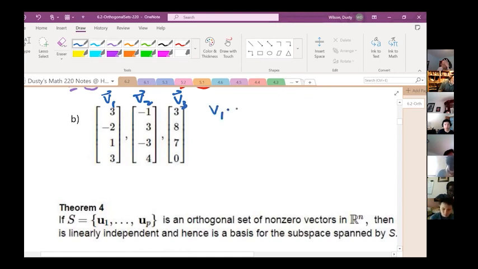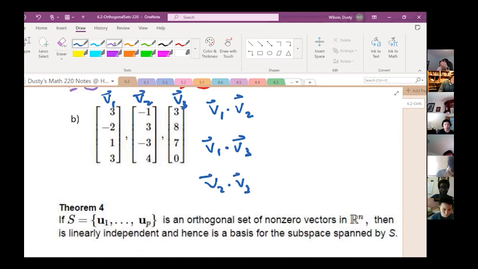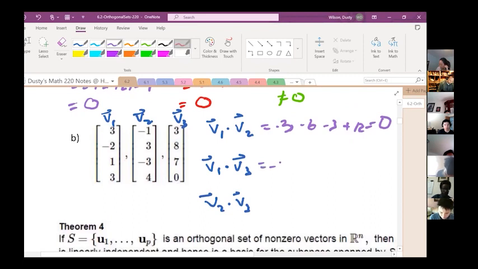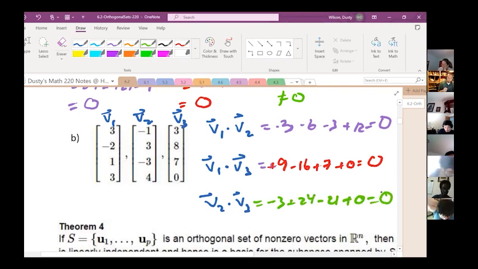So we can find, again, v1.v2. So this is saying i equals 1, j equals 2. And we can find v1.v3. And we can find v2.v3. So I've got -3, whoa, 6 minus 3 plus 12. So the first one's 0. Second one, it is 0. And the third one, it's also 0. So they're all 0. We tried every possible combination. So yay, it's an orthogonal set.